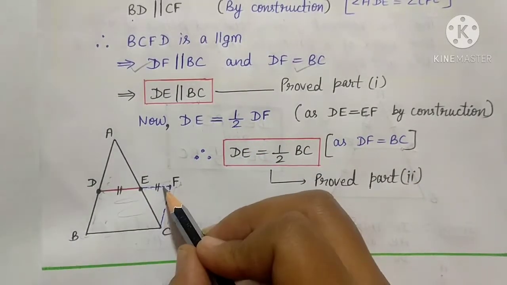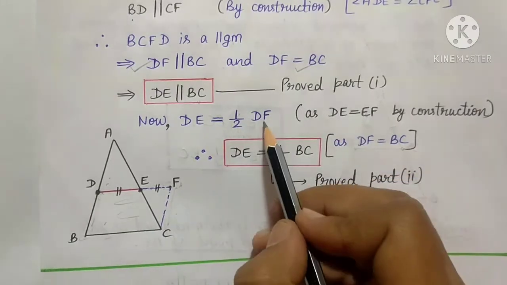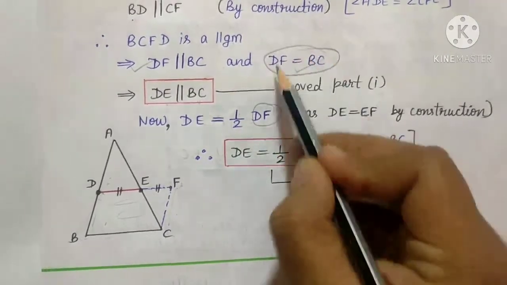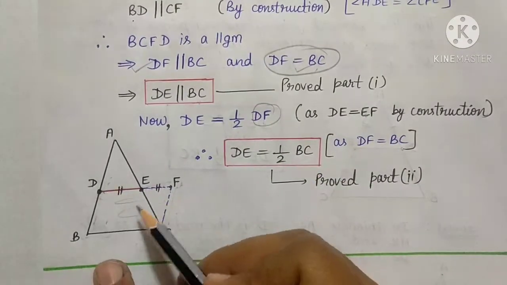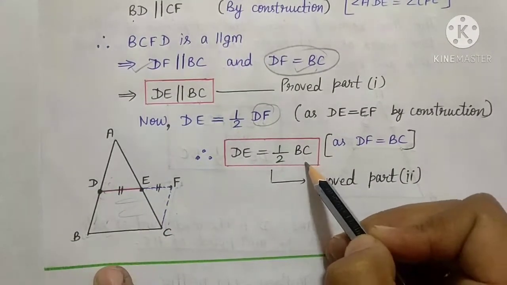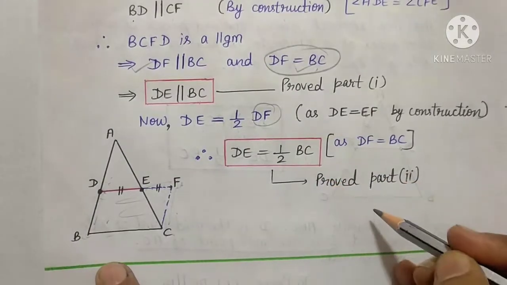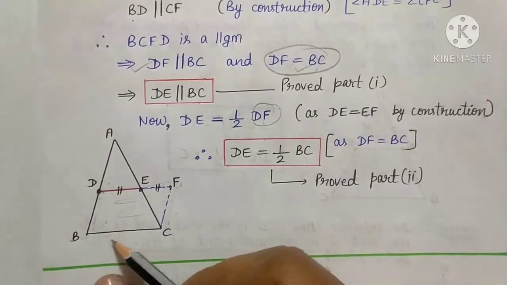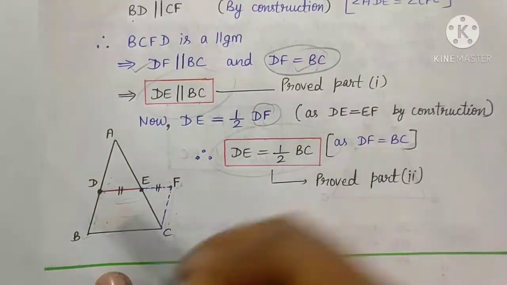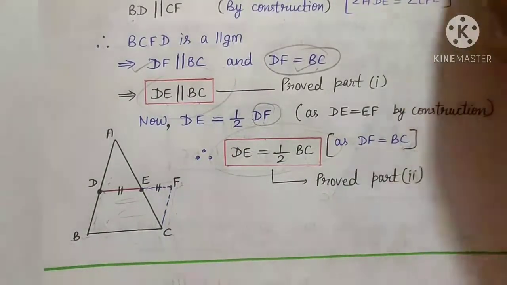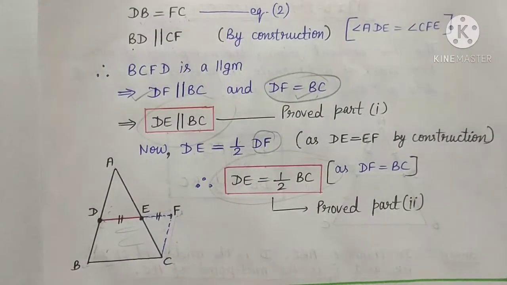Now DF is equal to what? BC. DF is equal to BC. Just check here. So in place of DF, I am writing BC. So DE becomes half of BC, and this thing only we have to prove. So we have proved that DE is parallel to BC and DE is half of BC, and this is the only thing which is said by the midpoint theorem. So in this way we have proved our midpoint theorem.